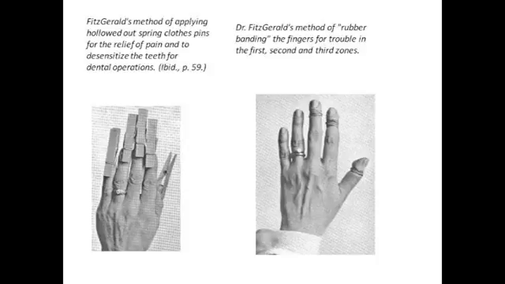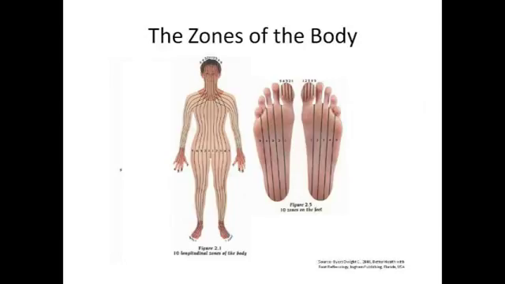He found that by pushing on different points of the hands, he could create an anesthetic effect on certain areas of the body. He used things like rubber bands, surgical clamps, and even combs and clothes pegs to exert pressure on parts of the hands that created specific effects on other parts of the body, like relieving pain and desensitizing the teeth for dental surgery, which is pretty amazing, really. He divided the body into 10 equal zones, with 5 on either side of the midline.